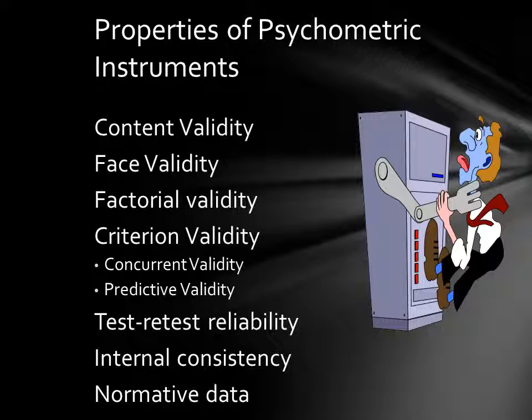So, the properties of a psychometric questionnaire, and here is a list of the things that need to be done. There's content validity, face validity, factorial validity, criterion validity, which has at least two different parts, concurrent and predictive, test-retest reliability or test-retest stability, internal consistency, and normative data. And psychologists would like to have followed all of those procedures and demonstrated validity in all those areas when saying that a questionnaire is valid.